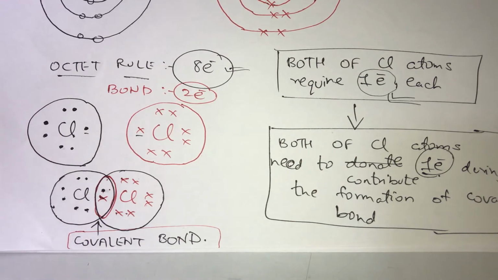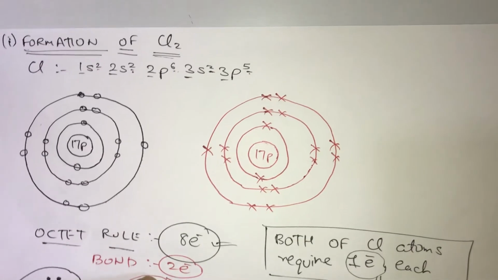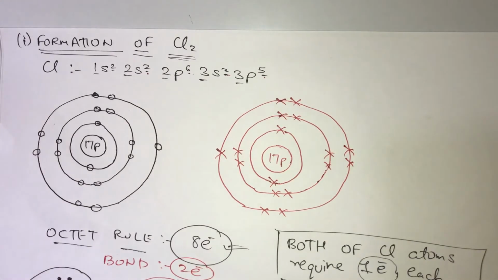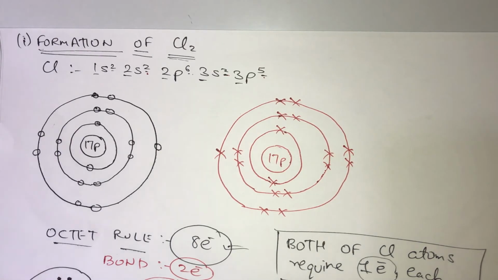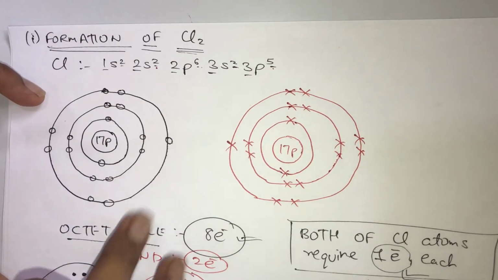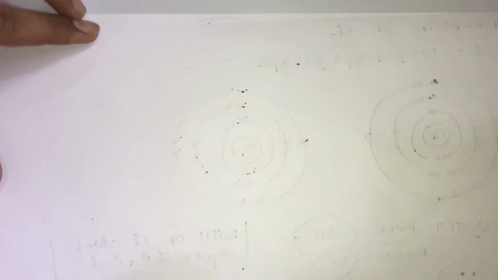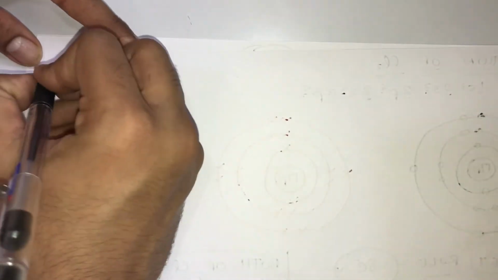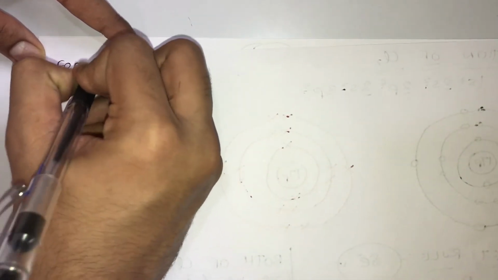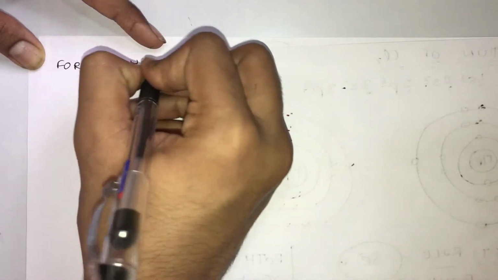So guys, I hope you have understood the first example, that is the formation of Cl2. Now I'm going to explain another example, and with the help of this example, it's my guarantee that the concept will get crystal clear if you have understood this one example. Okay, so the next example is understanding the formation of N2.